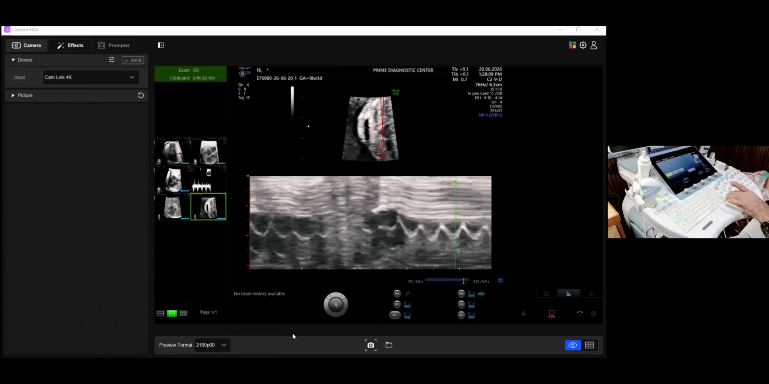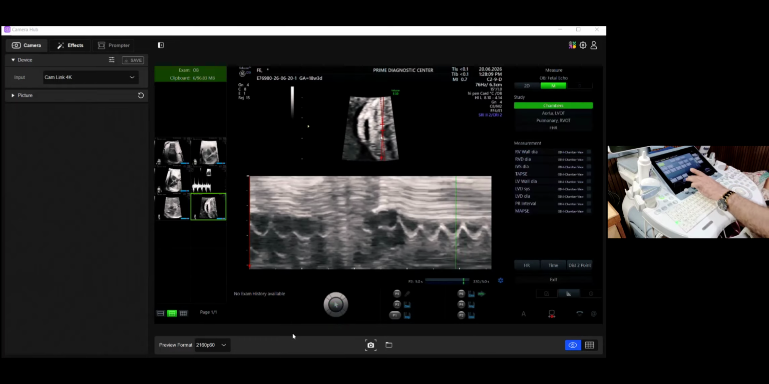And how do you calculate TAPSE? You go to 2-point distance, and then from leading edge to leading edge. I think it should have been angled, but that's fine. You can find a way of doing it. Okay, so that is TAPSE. Less than 2 is abnormal. It's 3.8 millimeters.